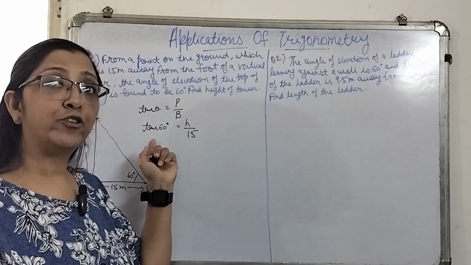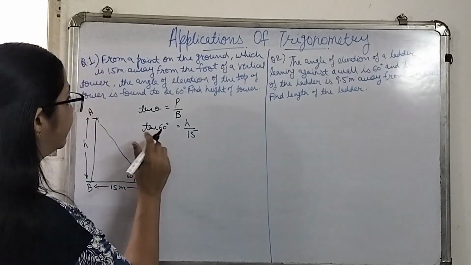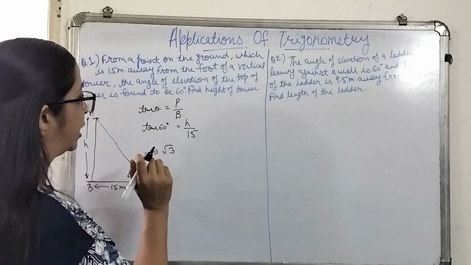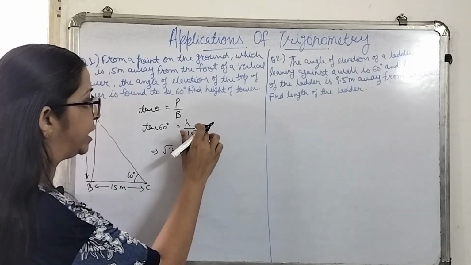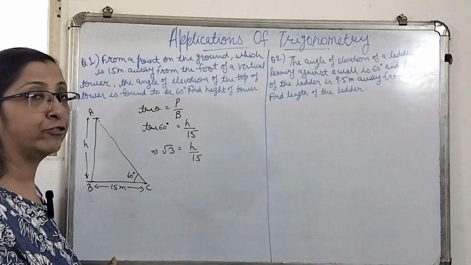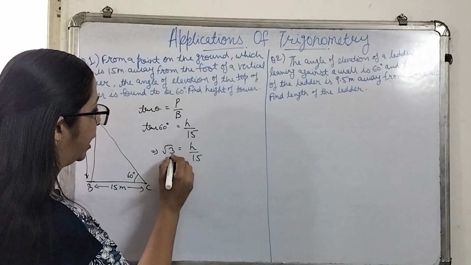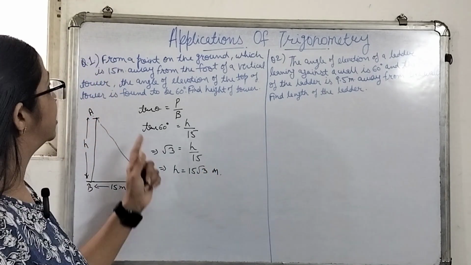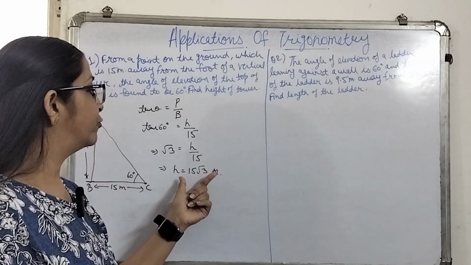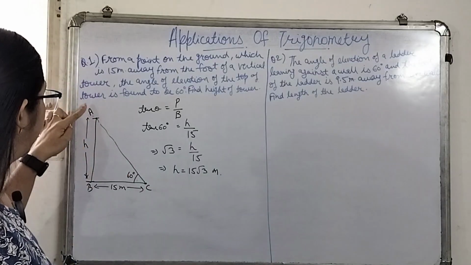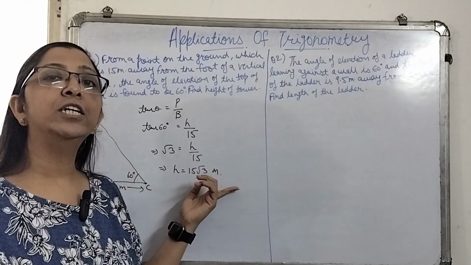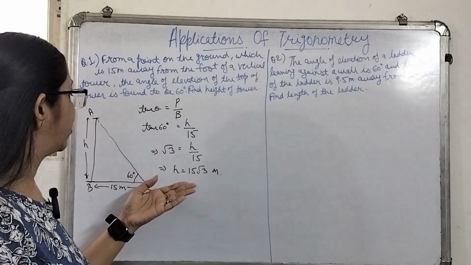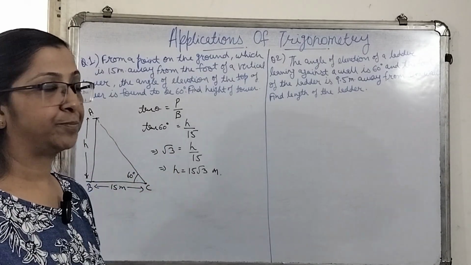From the table, we can see that the value of tan 60 is root 3. So we keep this value over here: root 3 equals h divided by 15. Now cross multiplying, the value of h will be 15 root 3 meters, because the unit is meters. So the answer is 15 root 3 meters. That means the height of the tower will be 15 root 3 meters. In this way, we can find whatever is required.